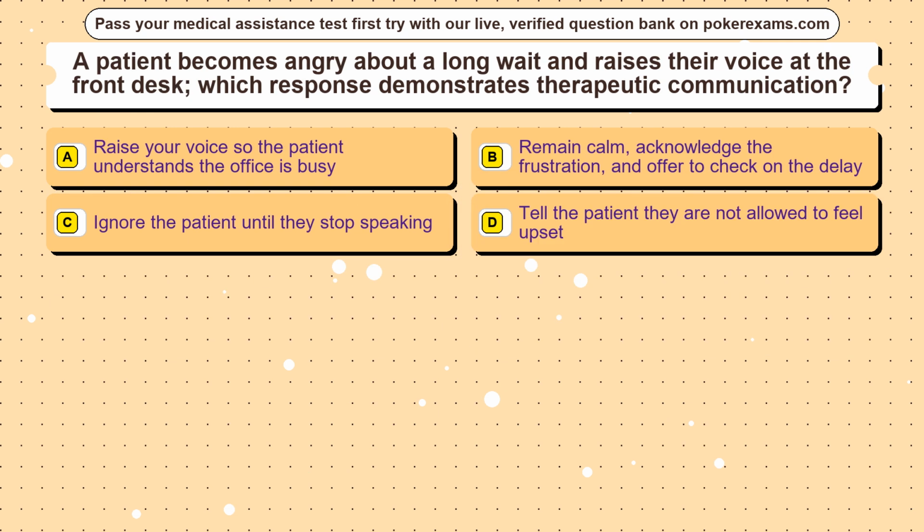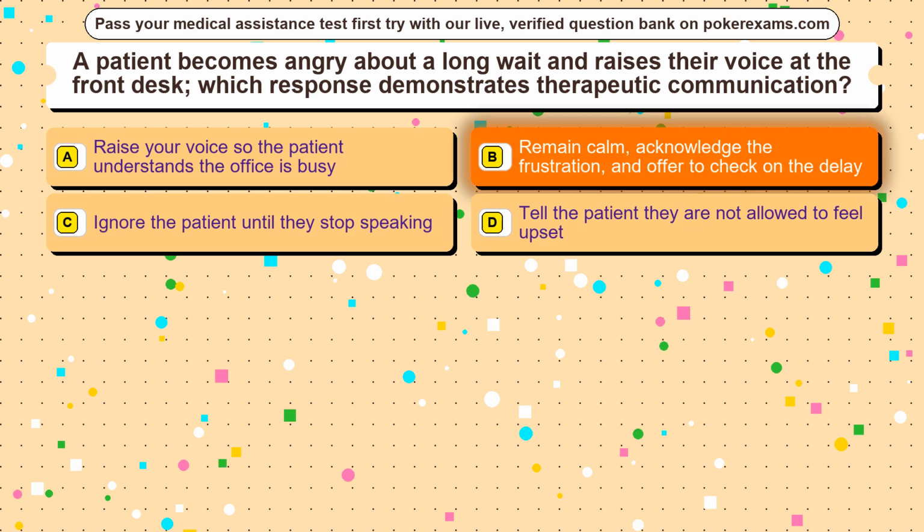Question 99. A patient becomes angry about a long wait and raises their voice at the front desk. Which response demonstrates therapeutic communication? Option A, raise your voice so the patient understands the office is busy. Option B, remain calm, acknowledge the frustration, and offer to check on the delay. Option C, ignore the patient until they stop speaking. Option D, tell the patient they are not allowed to feel upset.